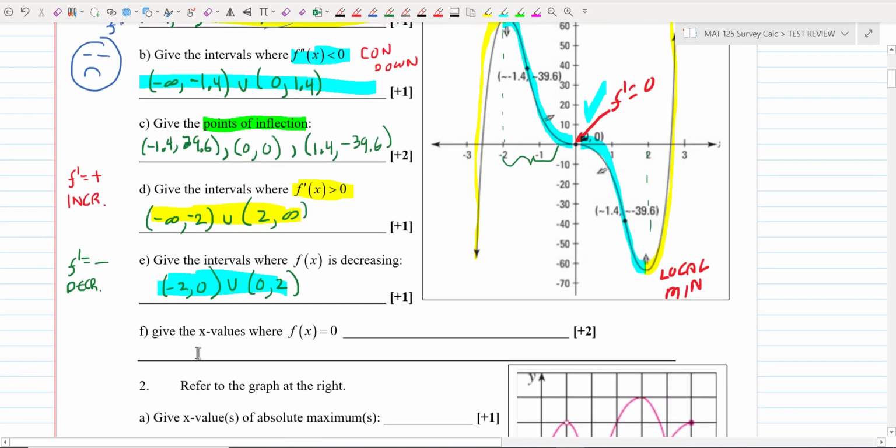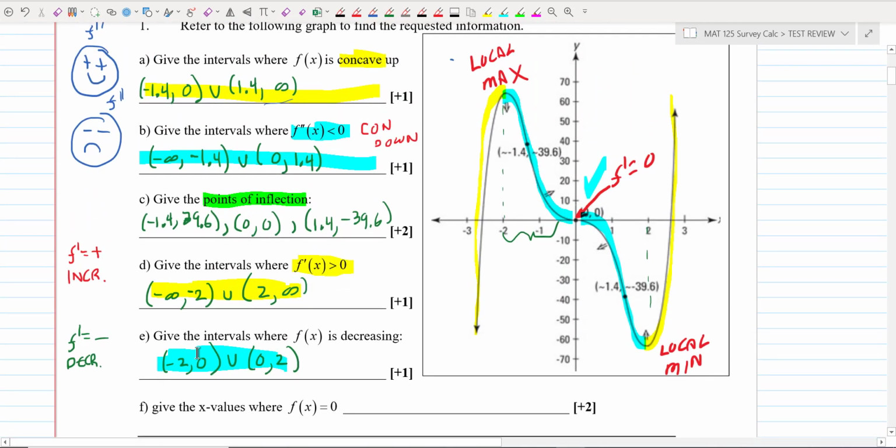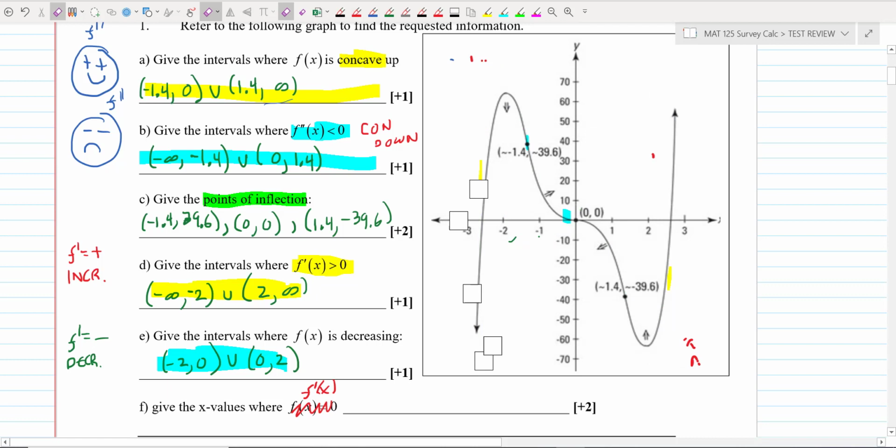Okay, and then we have just one other thing on here. Give the x values where is f of x 0? And this is saying where is f of x 0. I have a sneaking suspicion that I intended to type out where is f prime of x equal to 0. So I'm going to do that. Now I'm going to basically just erase all this stuff on here.